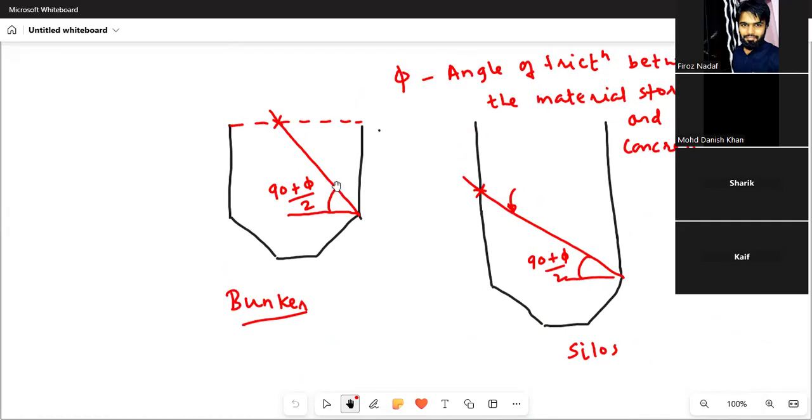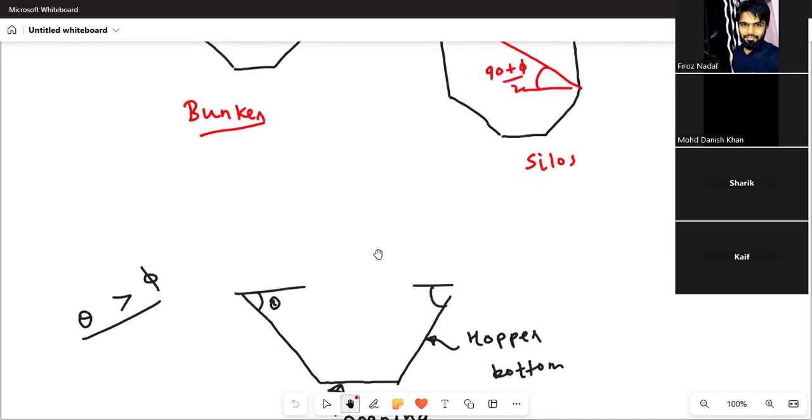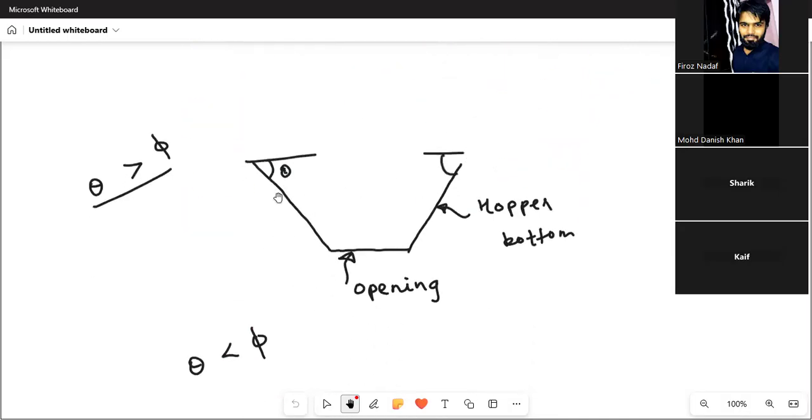If you draw this line with respect to the angle 90 plus phi divided by 2, what is phi? Phi is the angle of friction between the material stored and the concrete. If you draw the angle from this point, if that line touches the horizontal surface, then it is a bunker. If that line touches the opposite wall, then it is a silo. So silos are the deep bins and the bunkers are the shallow bins. And this is the hopper bottom, and the hopper bottom angle theta should be greater than phi, the angle of friction between the material.